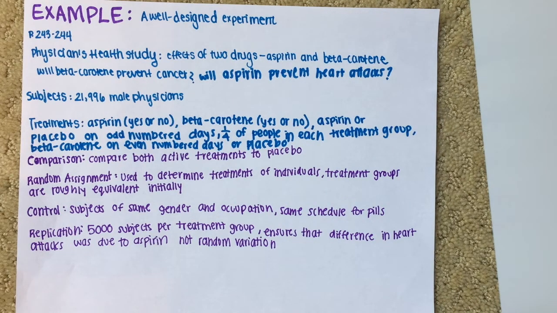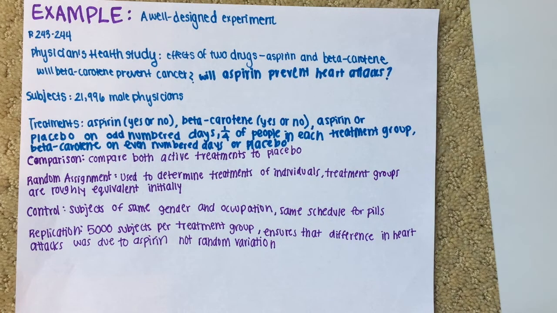And so again, good techniques for experiments include having comparison, random assignment, control, and replication. So for comparison, they compared both active treatments to a placebo. For random assignment, they used random assignment to determine the treatments of the individuals so that the treatment groups are roughly equivalent initially. And for control, the subjects all had the same gender and the same occupation and also the same schedule for pills.